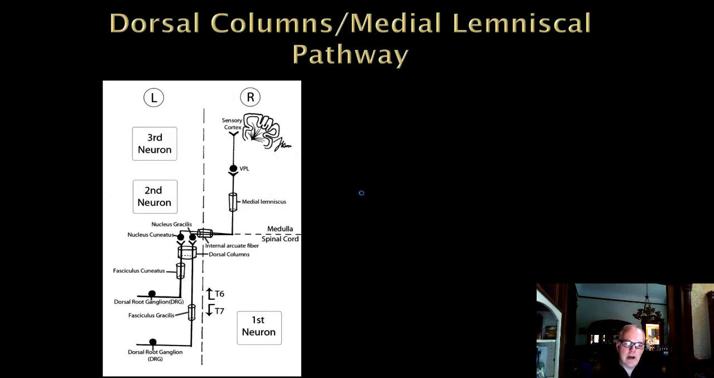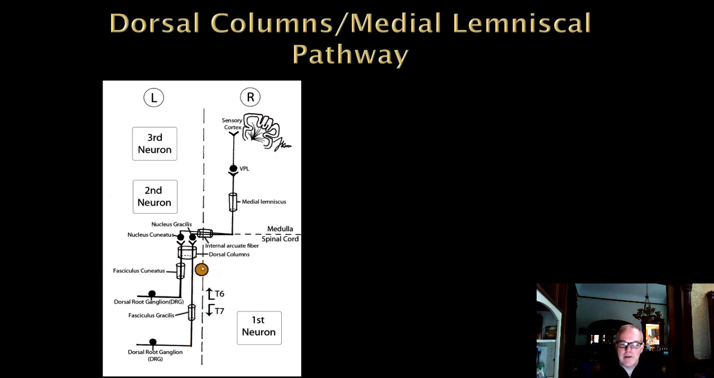All right, the dorsal columns or the posterior columns. So we've said somewhat arbitrarily here that above T6, we call it fasciculus cuneatus. Below T6, it's fasciculus gracilis. Essentially, this just means if it's the arm vibration and proprioception, it's fasciculus cuneatus. If it's the leg vibration and proprioception, it's fasciculus gracilis.